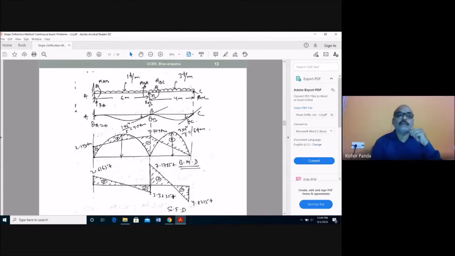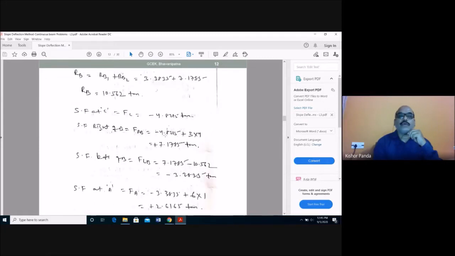Then what is the shear force just right of B? When we are considering the right of B, what forces do we have just right of B? We have the UDL, and this is the upward reaction. So this is negative, and you have to add this force, which is 3 into 4. So minus 4.8215 plus 3 into 4. The shear force right of B is equal to 7.1785 ton.